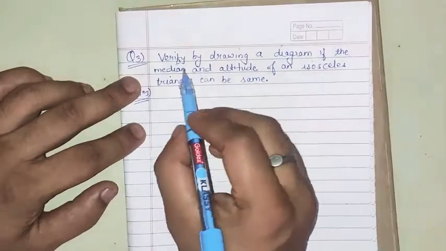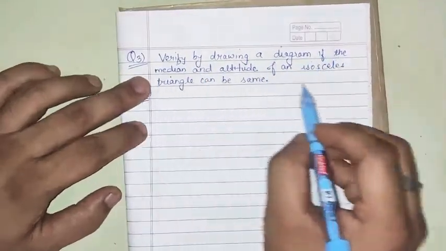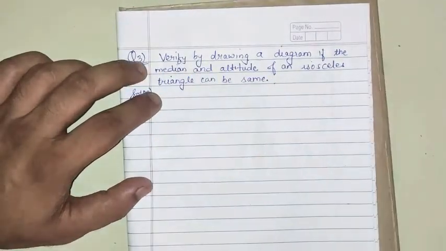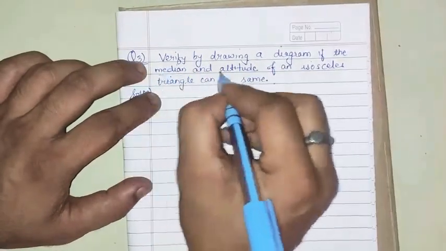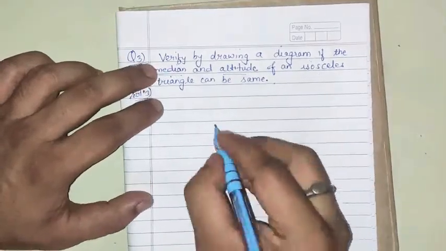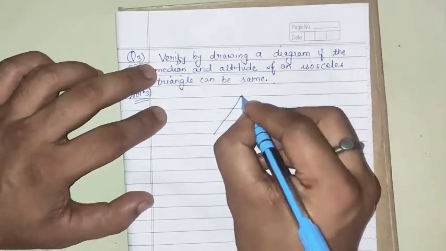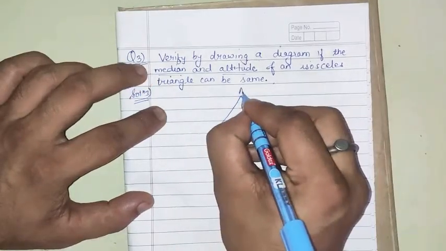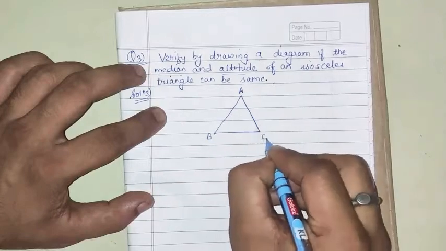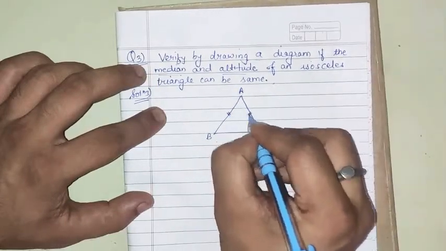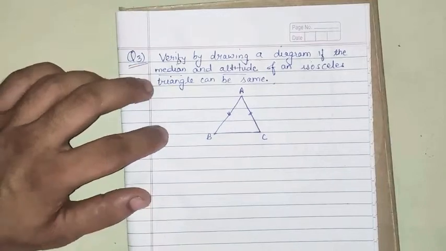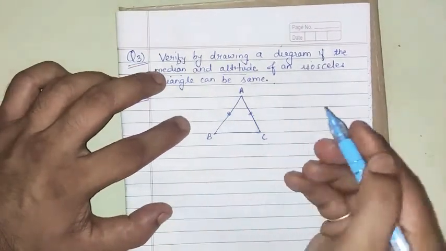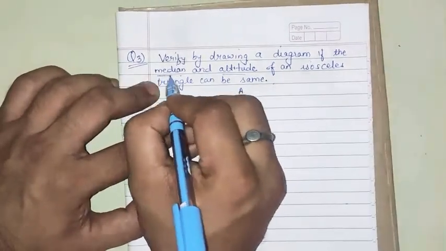See question number 3. Verify by drawing a diagram if the median and altitude of an isosceles triangle can be the same. So you have to verify here that the median and altitude of an isosceles triangle can be the same. We all know the property of an isosceles triangle: let ABC be an isosceles triangle, in which the two sides are equal. Now first we have to find the median.